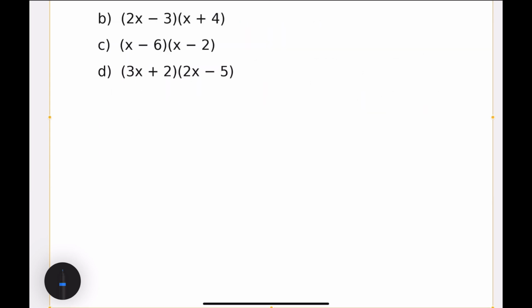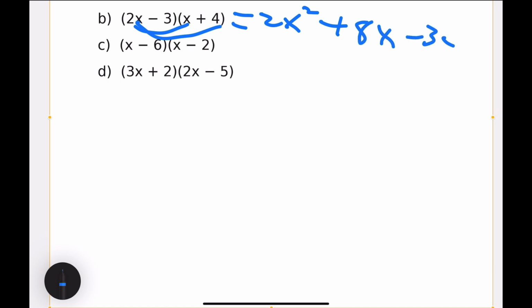Okay, part B. So we multiply the 2x by the x, so we get 2x squared. Then we multiply the 2x by the 4, so we get 8x. And then we multiply the negative 3 by x, so we get negative 3x. And then we multiply negative 3 by 4, so we get negative 12.